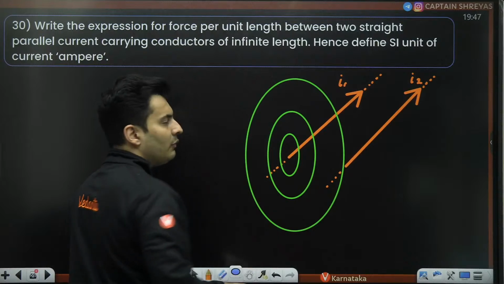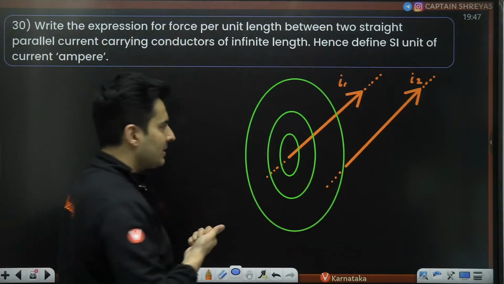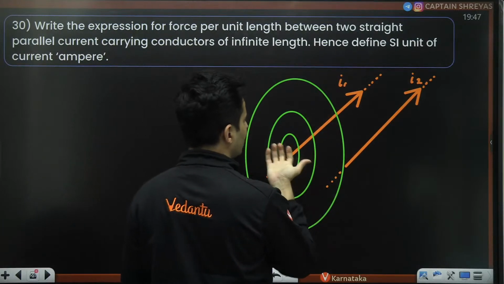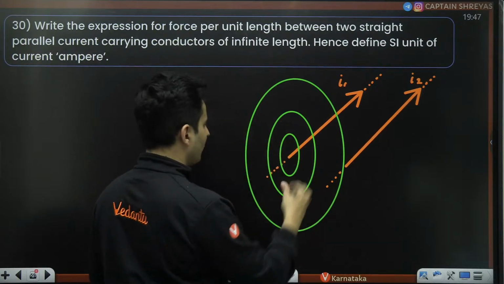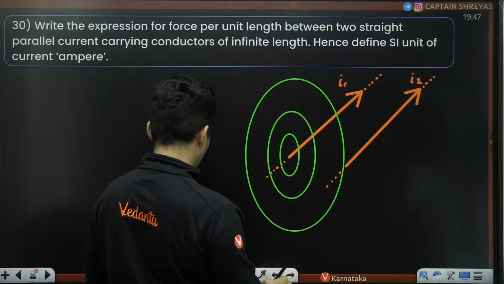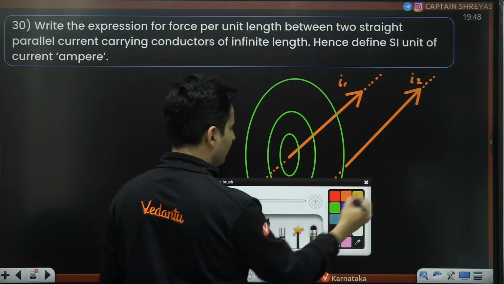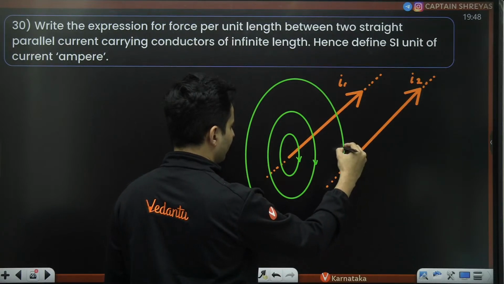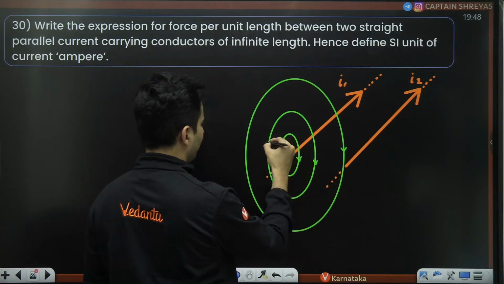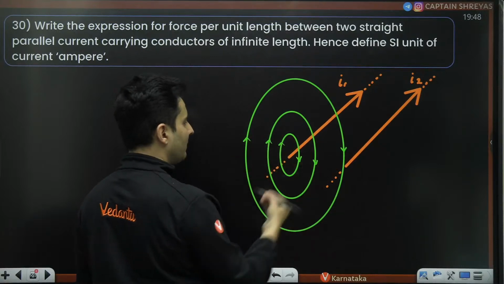Okay. If you hold the fingers of your right hand such that the thumb goes in the current direction, the fingers show the direction of the field. So the magnetic field is going to be clockwise. So I will obviously have to show clockwise magnetic fields. Okay, so this is the magnetic field.